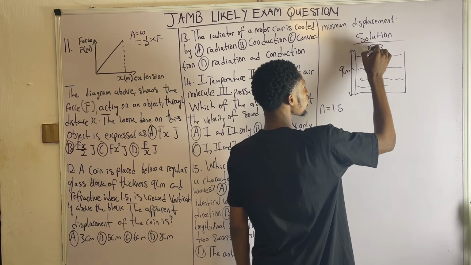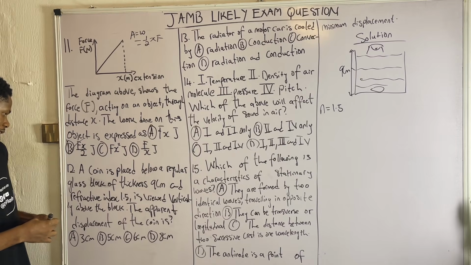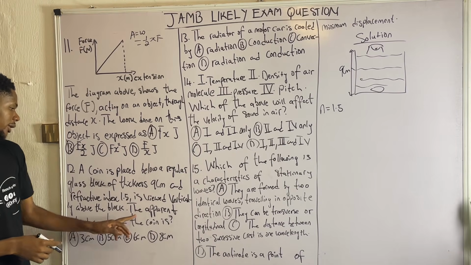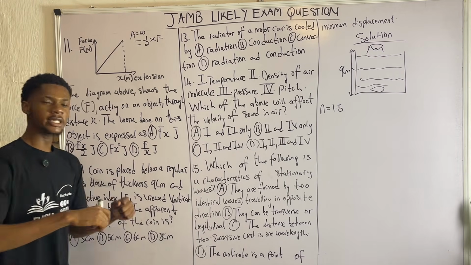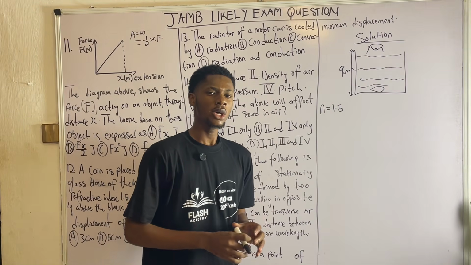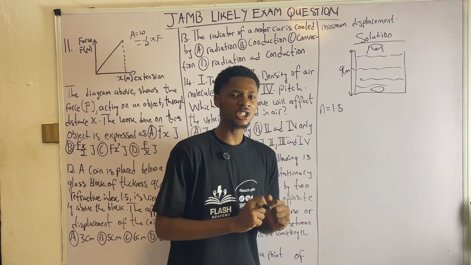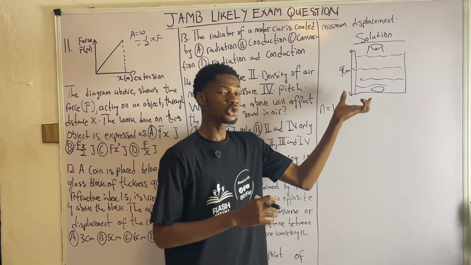Okay, viewing the coin vertically upward, that is above the block. And then the next question they're asking is, what is the apparent displacement of the coin? Now, before you attempt this question, you first need to know the meaning of apparent displacement. Apparent displacement is what I'm going to explain using this diagram.